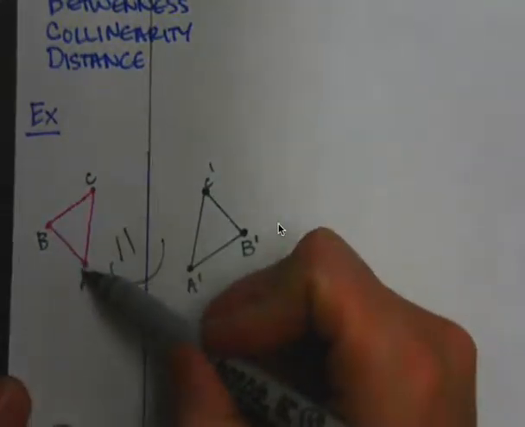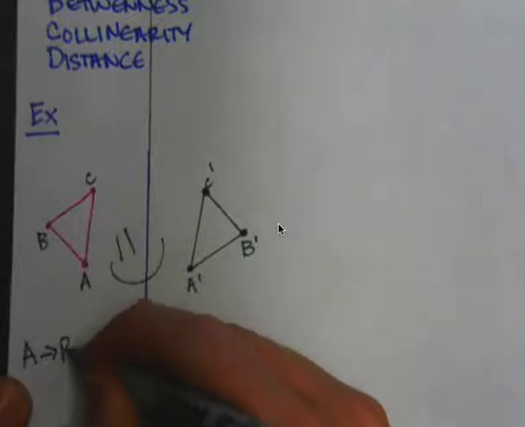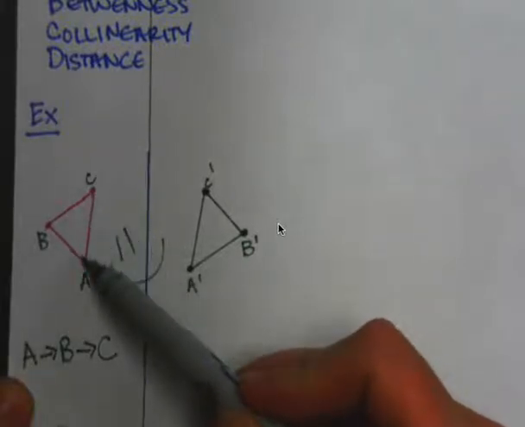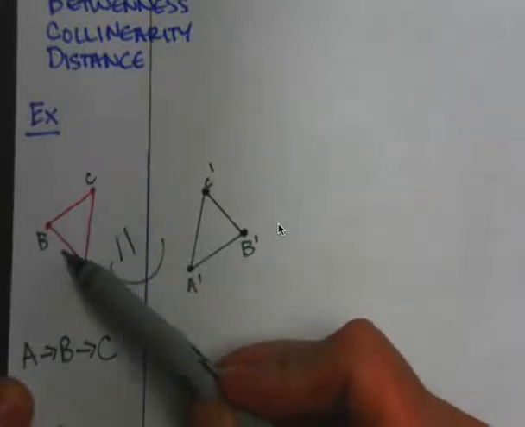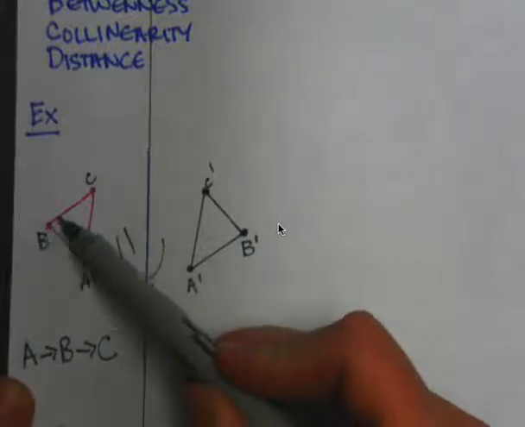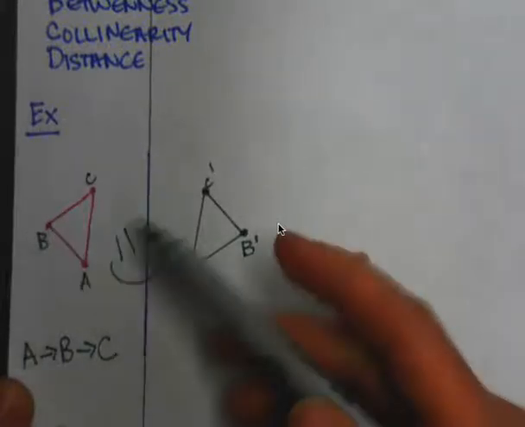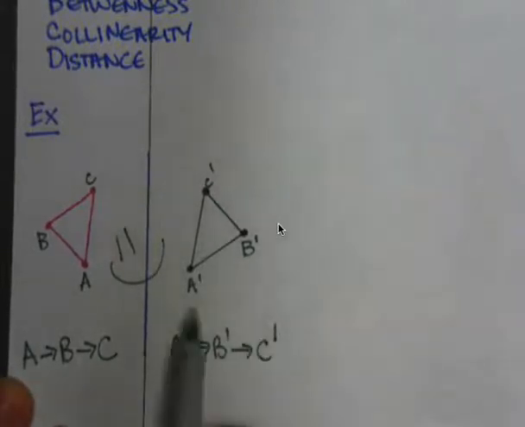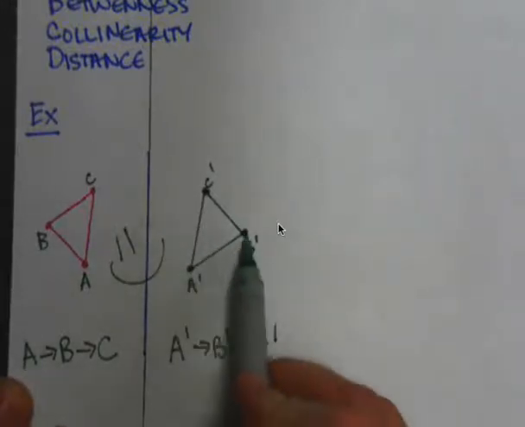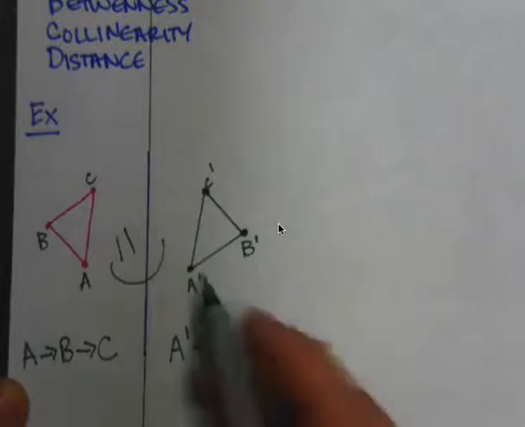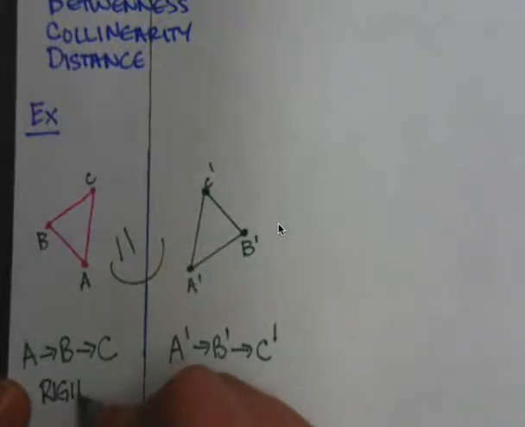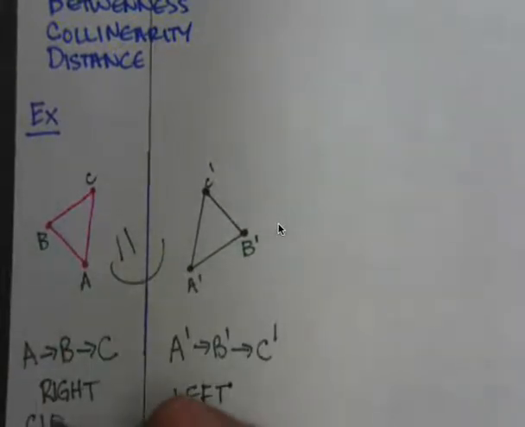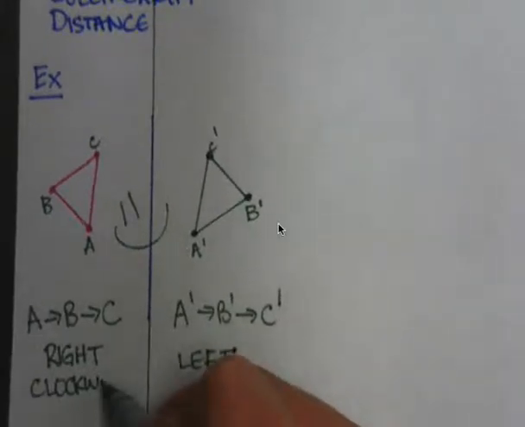If I wanted to go from A to B to C, so A to B to C, I'm turning to my right if you were walking, or I'm going clockwise. Versus, what if I'm going A prime, B prime to C prime? Notice how I'd have to turn left or go counterclockwise. So here, I'm turning right. Here, I would have to turn left, or as we said, clockwise.